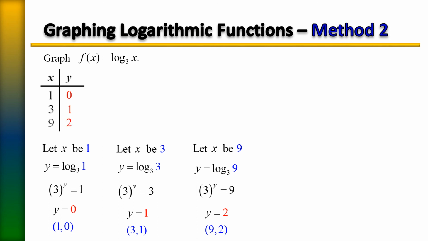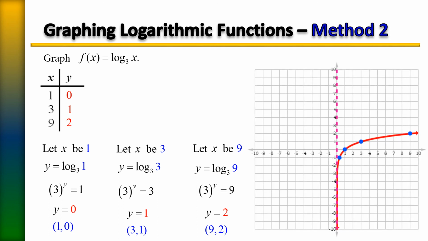So we have enough points to get a general sketch of our graph. So we're going to go ahead and sketch it. And we also know that with a log function, it's going to have a vertical asymptote at x equals 0. And this is what our graph looks like. And there you have it, graphing a log function by finding ordered pair solutions.